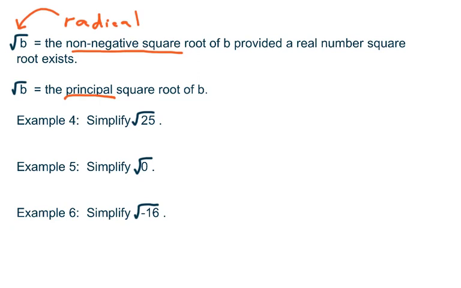So let's look at some examples. The principal square root of 25. Now, again, we already noticed that 25 has two square roots, but this symbol says pick the non-negative one. So the principal square root of 25 is 5. Two square roots, but only one of them is the principal square root, the non-negative one. Now, 0 only has one square root, and it's non-negative. So the principal square root of 0 is 0.